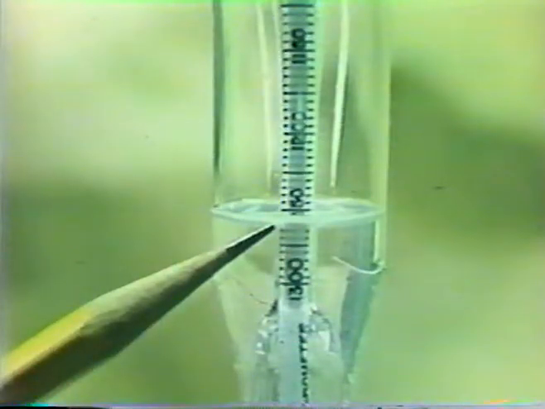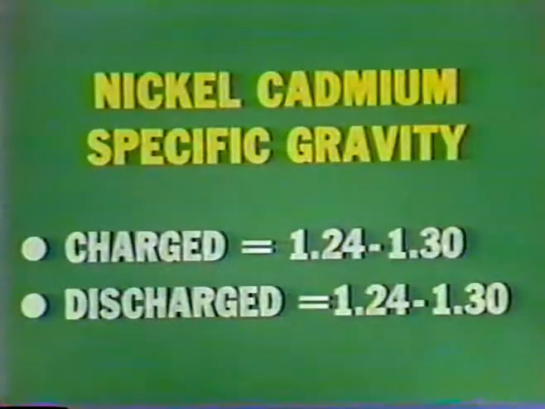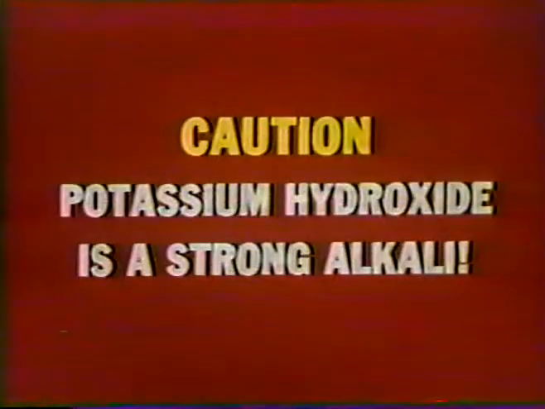The specific gravity of this solution is about 1.24 to 1.30 at 80 degrees Fahrenheit. The specific gravity of the electrolyte does not change with the condition of battery charge, as the electrolyte serves only as a conductor and does not undergo a chemical change. Potassium hydroxide is a strong alkali or base and should be handled with as much caution as an acid.